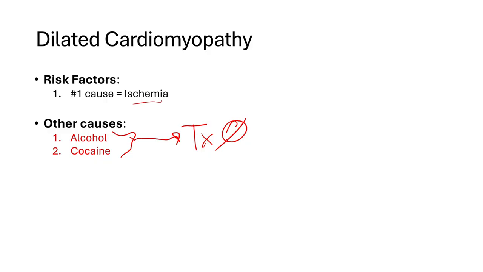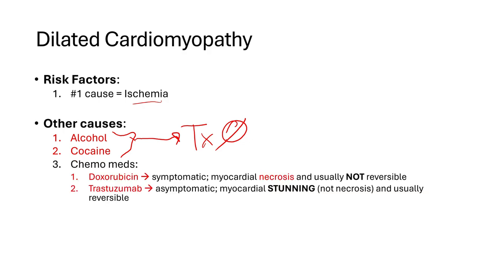Now, another high-yield topic is going to be chemo medications. There's two big high-yield chemo medications you want to know. Doxorubicin, which is associated with a multitude of different treatment modalities, and then trastuzumab. This is a monoclonal antibody, hence the mAb, that is typically used in the treatment of breast cancer, more so HER2.